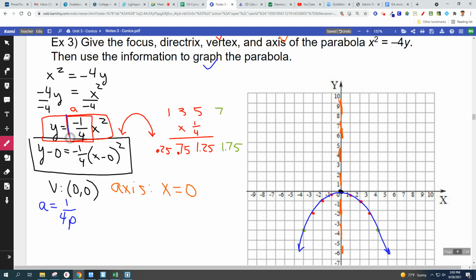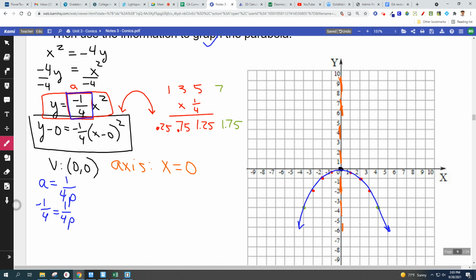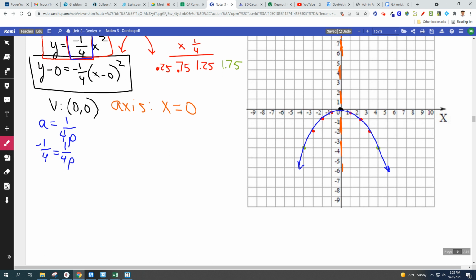Well, I've got the A number. The A number was this right here, negative 1/4. So negative 1/4 equals 1 over 4p. If you can just see the answer without having to do the cross multiplication, go for it. But those of you that can't see what it's going to do, you can cross multiply. Negative 4p equals 4. Divide, p equals negative 1.